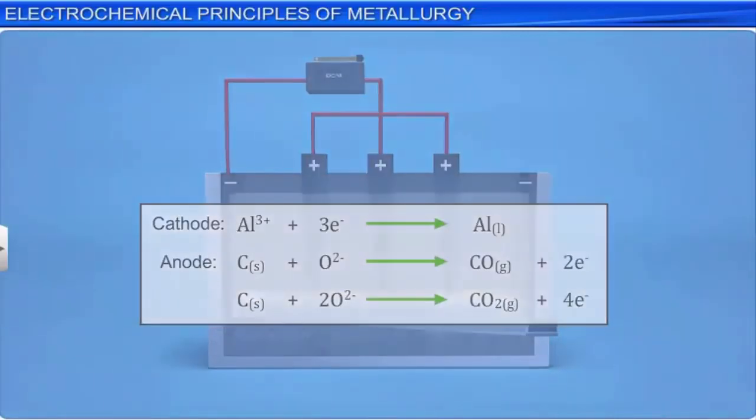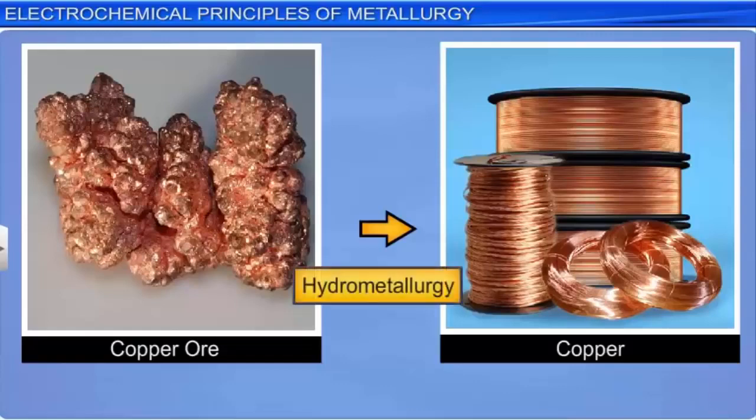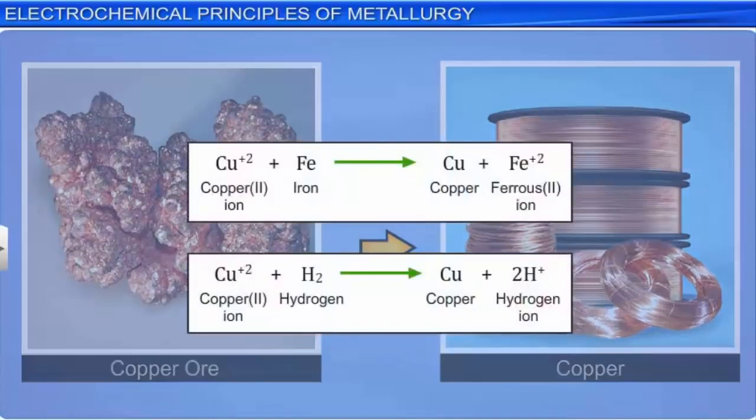The extraction of copper from low-grade ores or scraps is the best example of reduction of metals with the help of other reducing agents. Generally, copper is extracted from its low-concentrated ores by a process known as hydrometallurgy. In this process, a solution containing Cu²⁺ ions is treated with a scrap of iron or hydrogen, as shown here in the equation.